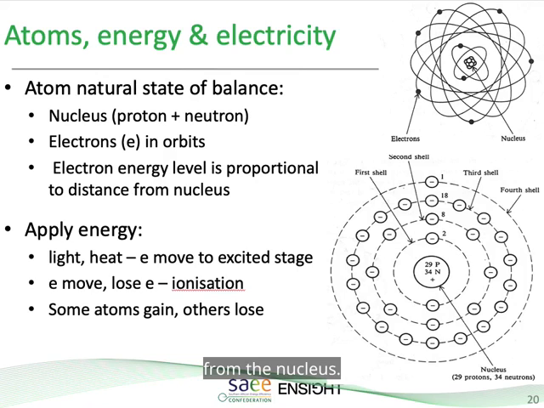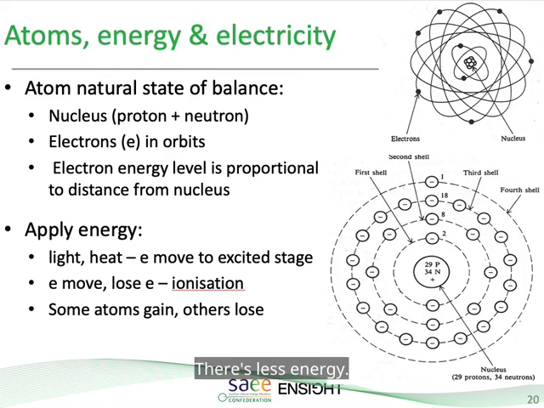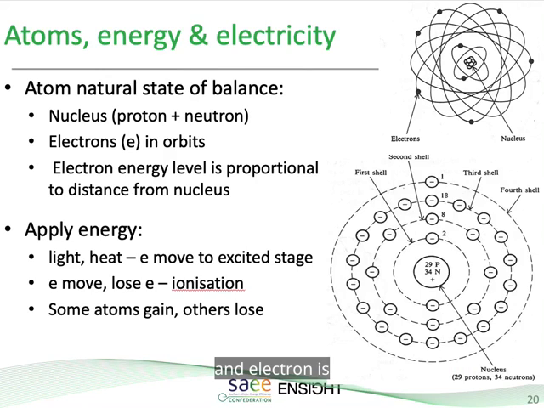With more protons in the nucleus, the attractive force of electrons to the nucleus is stronger. Thus, the orbital energy becomes more negative. There's less energy. Orbital energy also depends on the type of orbital an electron is located in. The lower the number, the closer it is to the nucleus.